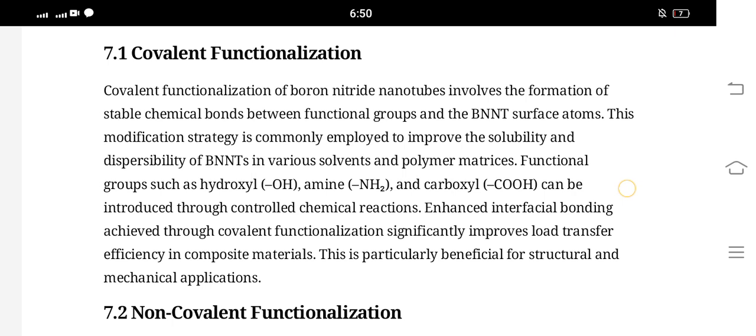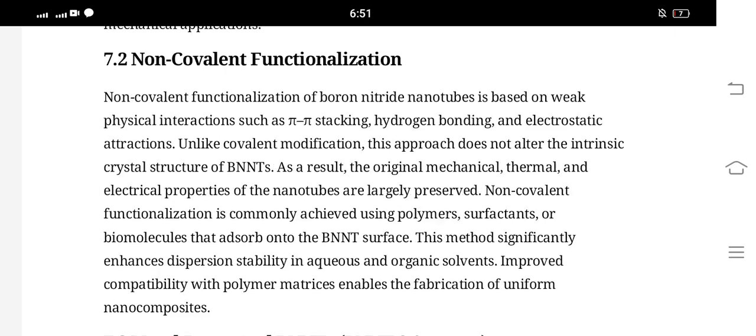The second functionalization is non-covalent. Recent research has focused on non-covalent functionalization, which is based on weak physical interactions such as pi-pi stacking, hydrogen bonding, and electrostatic forces rather than chemical bond formation. In this approach, molecules such as polymers, surfactants, and biomolecules are adsorbed onto the surface of boron nitride nanotubes without disturbing their underlying crystal structure.